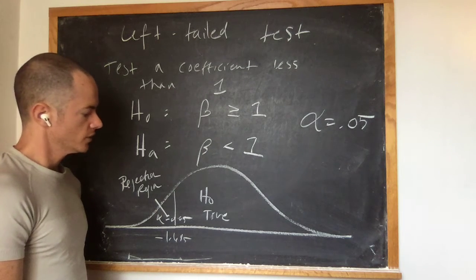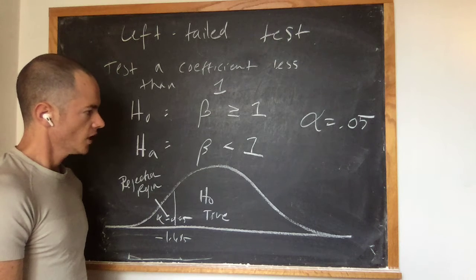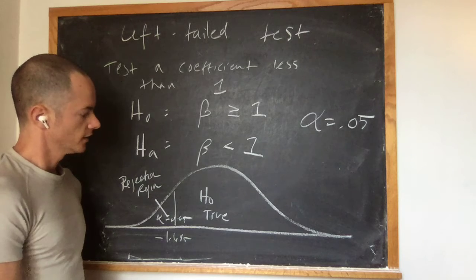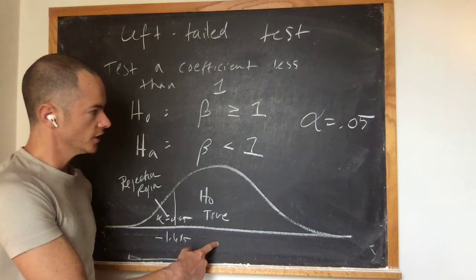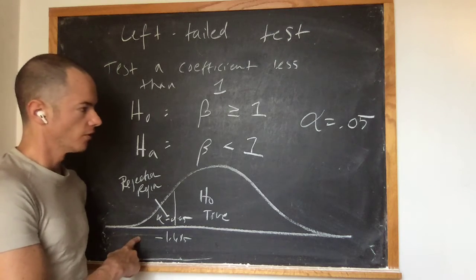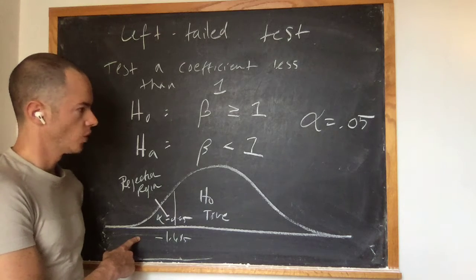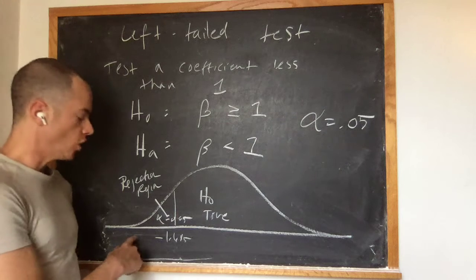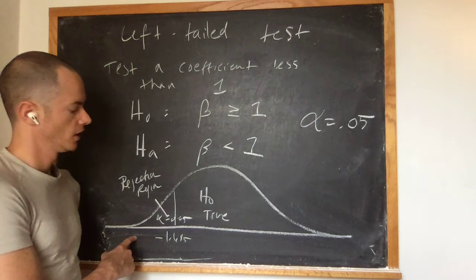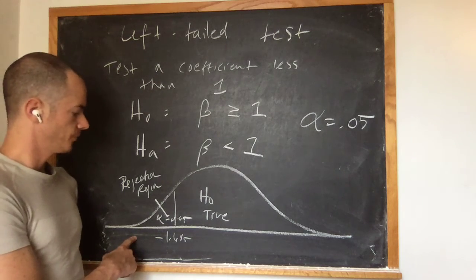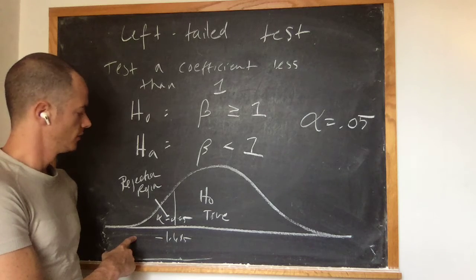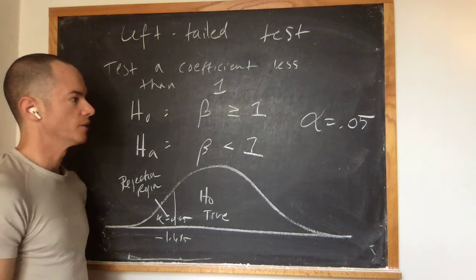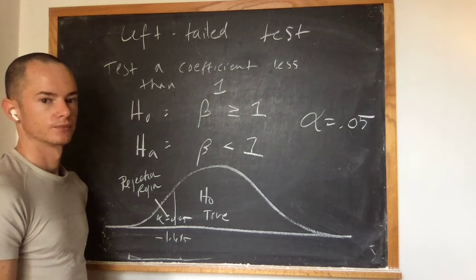What we want to see is that the test statistic is sufficiently far from 1, sufficiently below 1, so much so that we can reject beta being greater than or equal to 1.